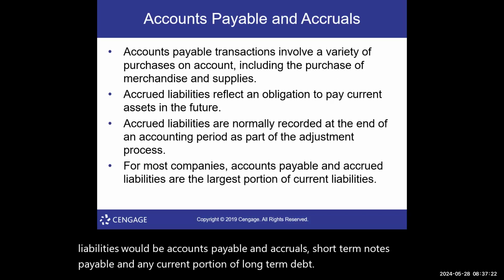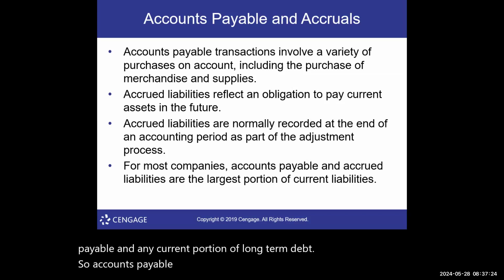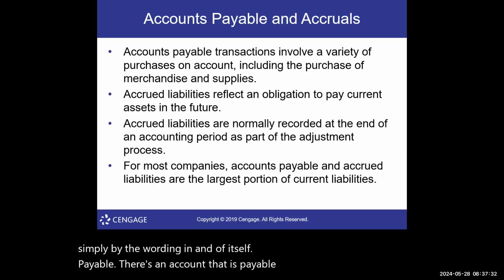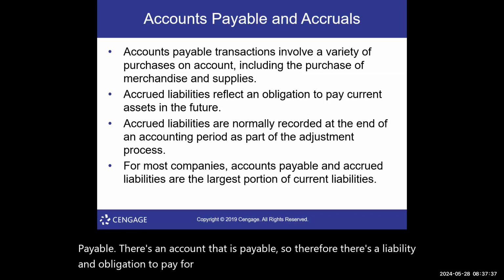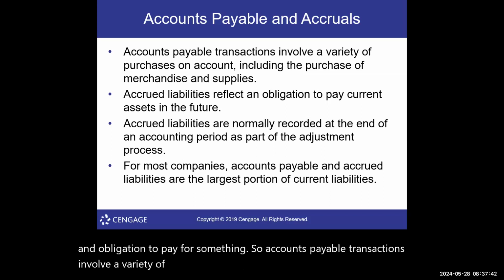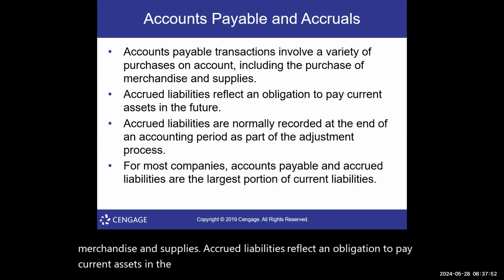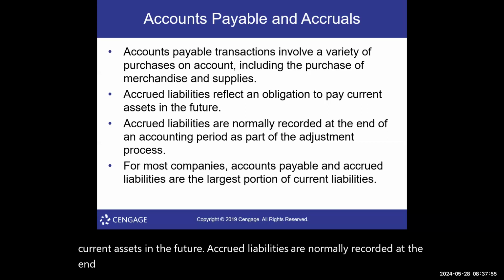So accounts payable transactions are described and best illustrated simply by the wording in and of itself. Payable. There's an account that is payable, so therefore there's a liability and obligation to pay for something. Accounts payable transactions involve a variety of purchases on account, including the purchase of merchandise and supplies. Accrued liabilities reflect an obligation to pay current assets in the future. Accrued liabilities are normally recorded at the end of an accounting period as part of the adjustment process.